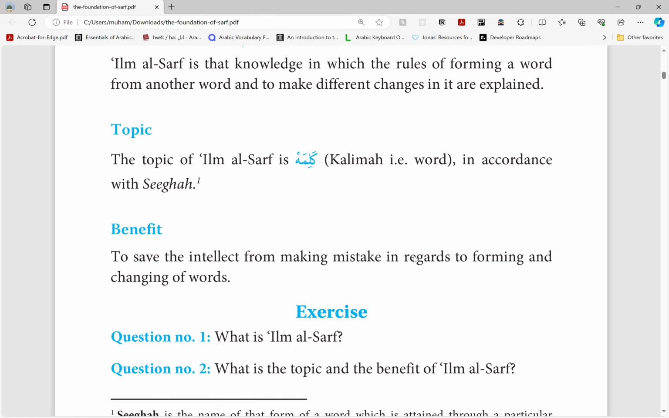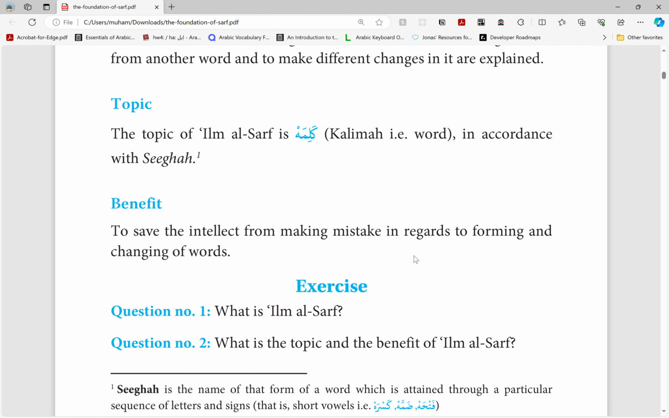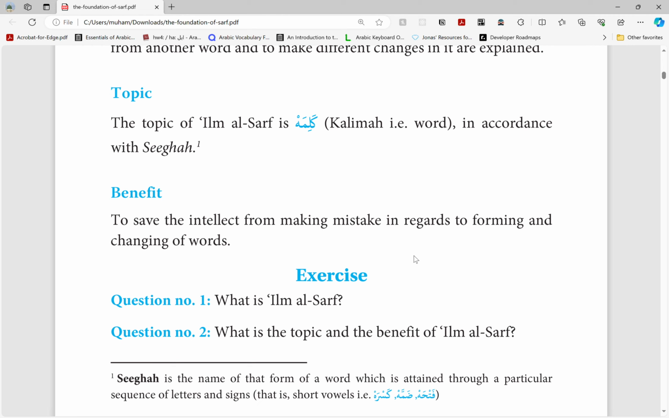The topic of Sarf is kalima in accordance with sigha. Kalima they mention is word. Sigha, they have a definition in the bottom which says, is the name of that form of a word which is attained to a particular sequence of letters and signs. That is, short vowels, i.e.